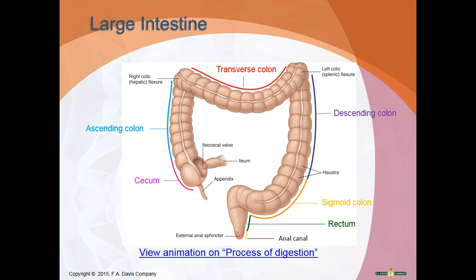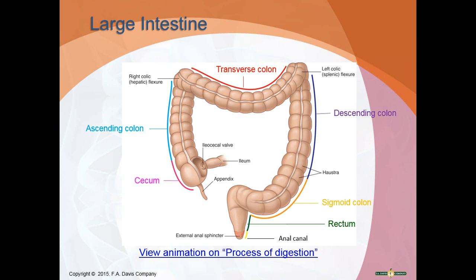Once food has been processed and nutrients absorbed, the remaining residue enters the large intestine, which absorbs large amounts of water before passing the resulting waste material, which we call feces, out of the body. The large intestine begins in a blind pouch called the cecum. The cecum here is connected to the ileum. Attached to the lower end of the cecum is the appendix. There it is. The appendix contains masses of lymphoid tissue and serves as a source for immune cells.